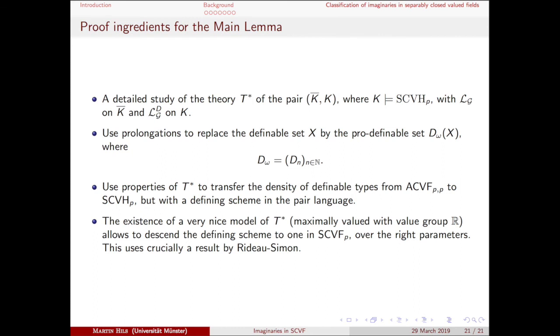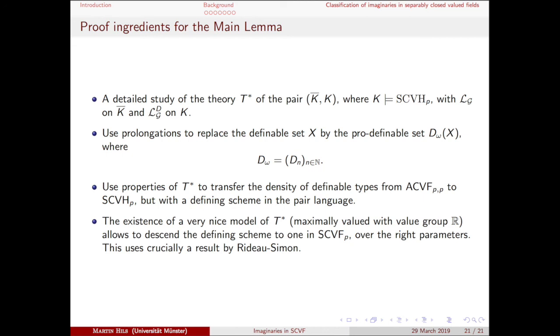And Rideau and Simon provide this magic because it is already used in his proof of VDF. So this theory of the pair has a particularly nice model. It has a model in which the value group is the ordered abelian group of the reals, and the valued field, the bigger one, is maximally valued, meaning it does not have any proper immediate extension.